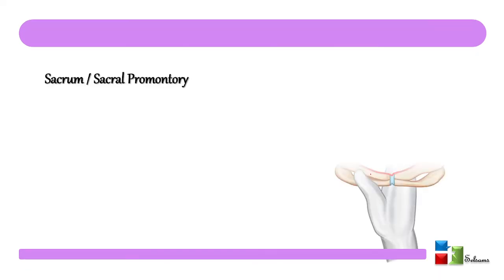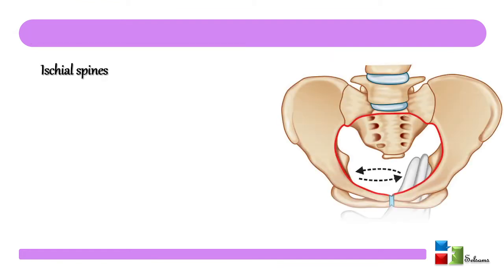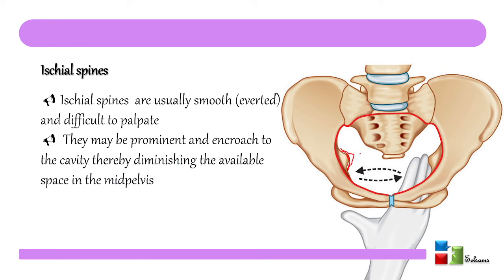Then in the mid pelvis, you have to check the sacrum, whether it is tipped. Usually, it is not tipped. This is the sacral promontory, and this is the sacrum, 5 bones fused. Check whether it is long or straight, and check for the ischial spines. Check both sides, just like this. Check whether it is adequate, and it is difficult actually. It should be blunt. It's not smooth, it should be blunt, but it should not be sharp. Sharp means it is prominent, because if the fetal head is going to come over here, it will encroach over this, so there'll be delay in the progress.